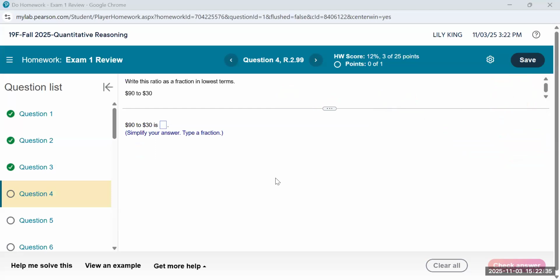If you have your calculator, you put 90 on top. When finding ratios, the quantity before the "to" statement will always sit on top of the fraction, and the quantity that comes after the "to" statement will always sit at the bottom part of the fraction. So you have your $90 on top, and you have your $30 at the bottom. The dollar sign will cancel out.